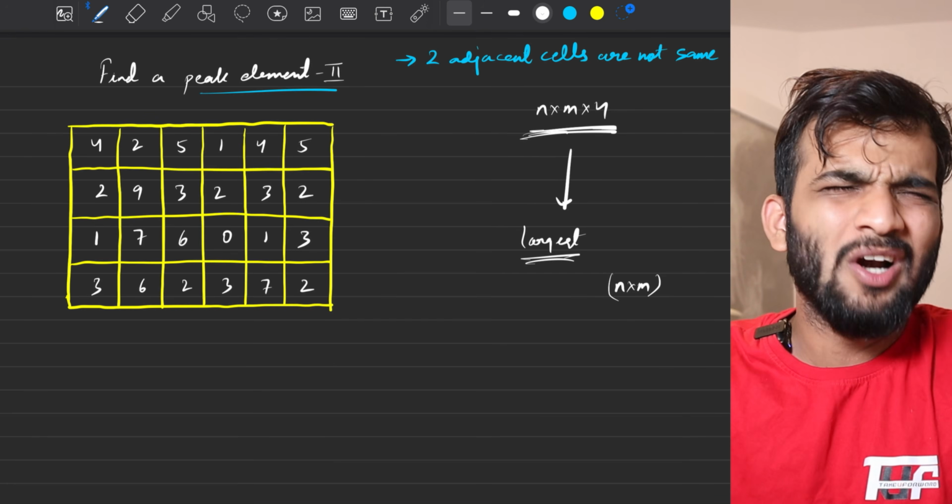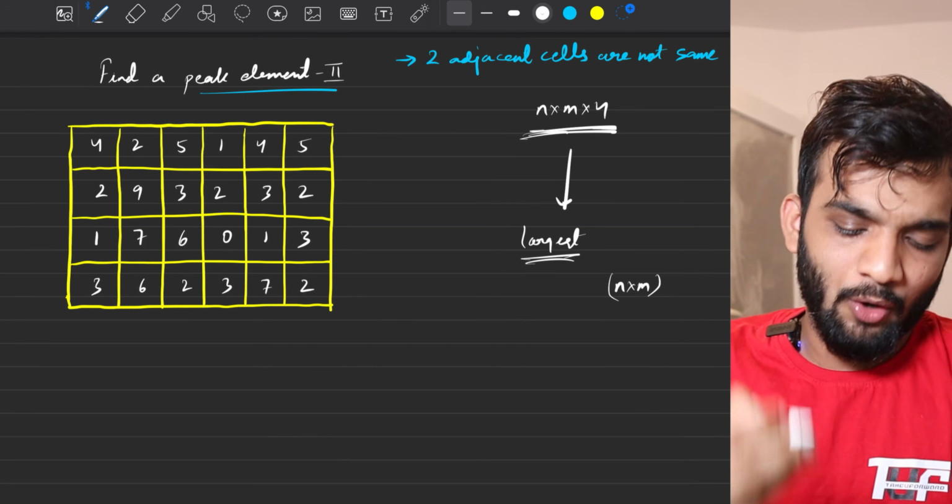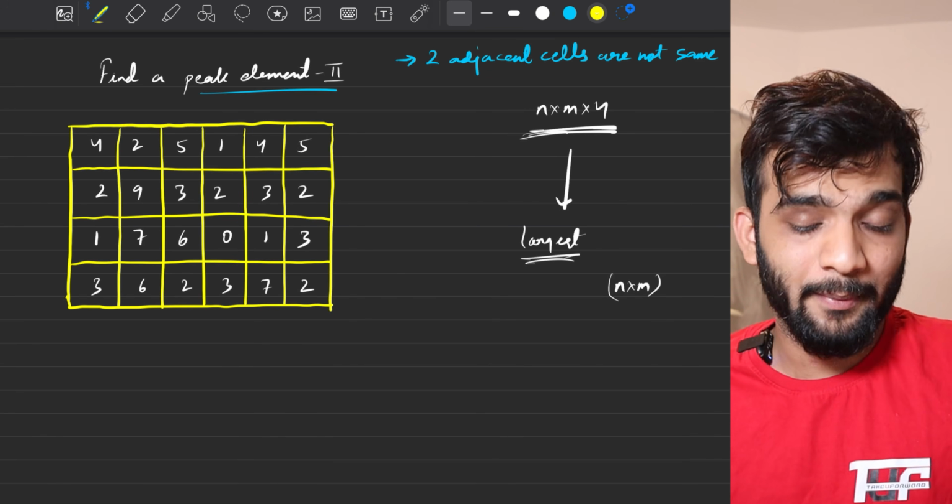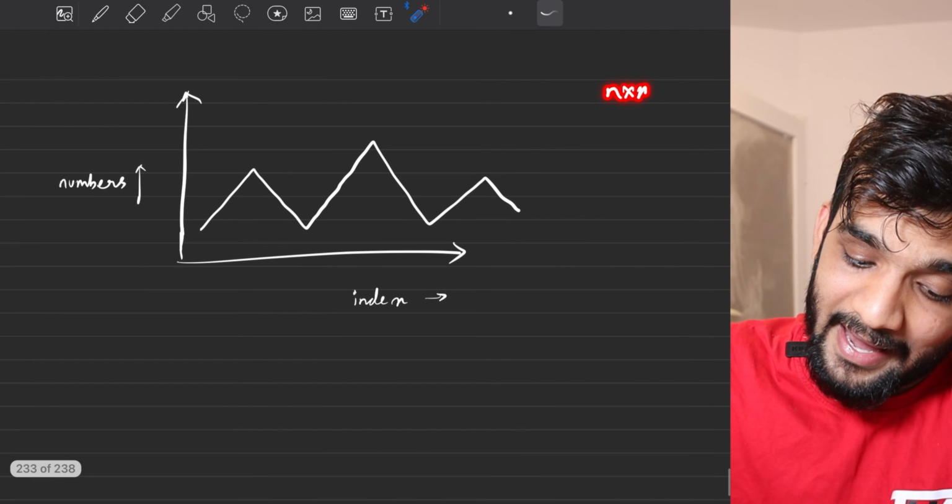So, not that much of optimizations. Now, will this be accepted in an interview? No, they'll ask you to optimize this. So you've been asked to optimize n cross m.